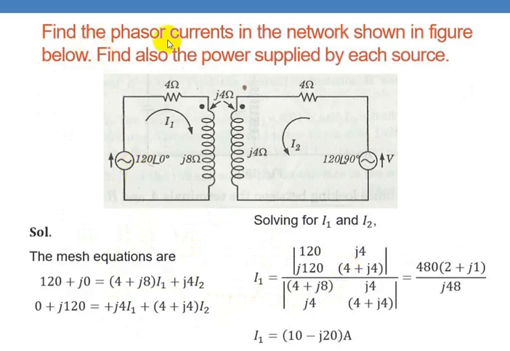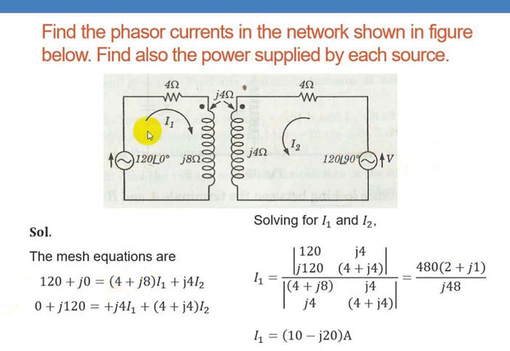Next problem. Find the phasor current in the network shown in the figure below. Find also the power supplied by each source. So here they ask to find phasor currents I1, I2 and also the power supplied by the source. If you want to find the power supplied by the source, you have to multiply current with voltage. You also multiply this current with this voltage, because I2 is the current supplied by the source, and here I1 is the current supplied by the source. Multiply, and the real part gives us power.